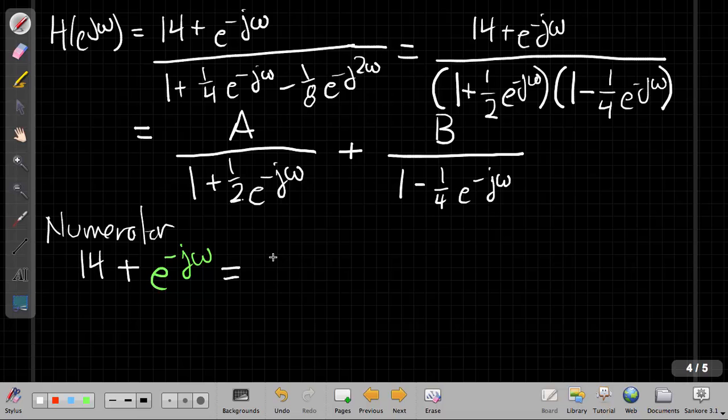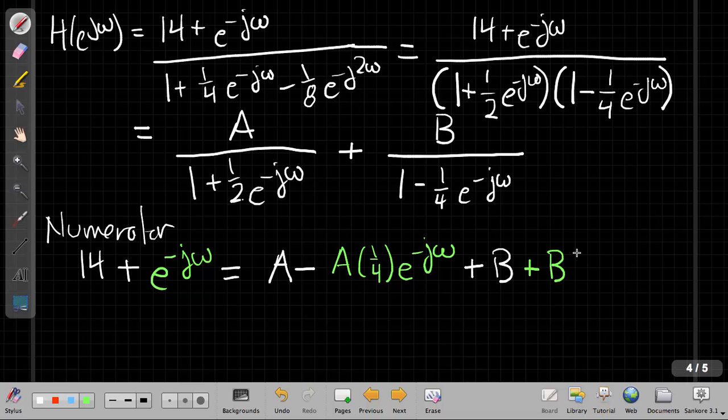So if I multiply these two together, I'd have a term that was A, and then I'd have minus A times 1/4 times e to the minus j omega. Right? That's this denominator times this numerator. And then I'd go back the other way, and I'd have plus B times a half e to the minus j2 omega. So I'd have this times this. So adding all that together is how I got this numerator for the right values of A and B.